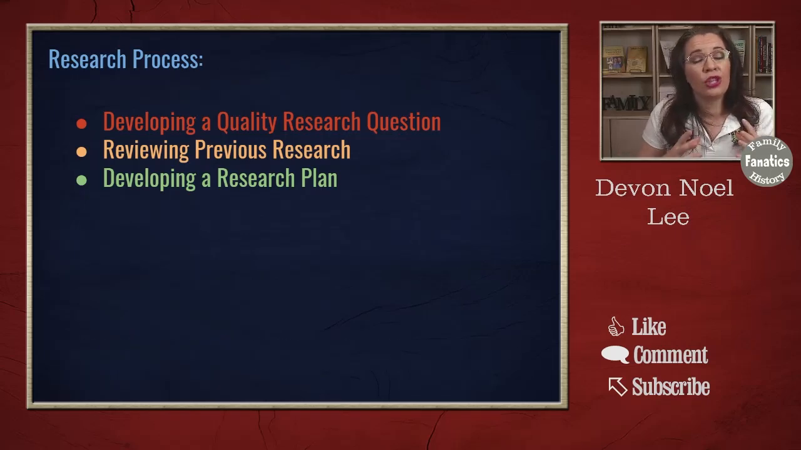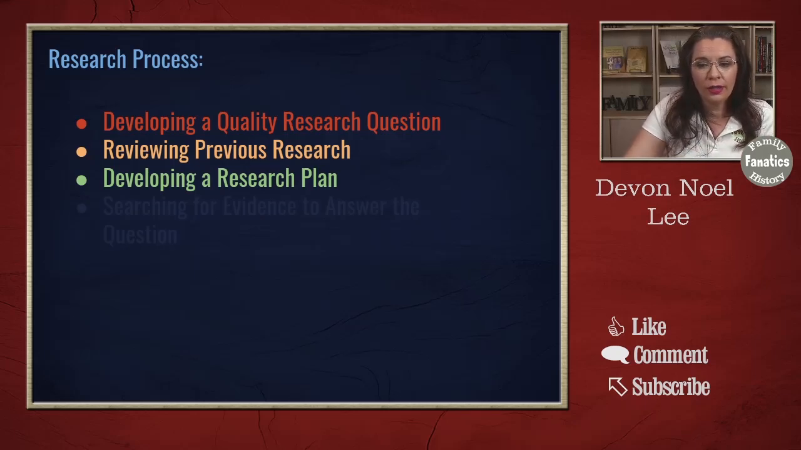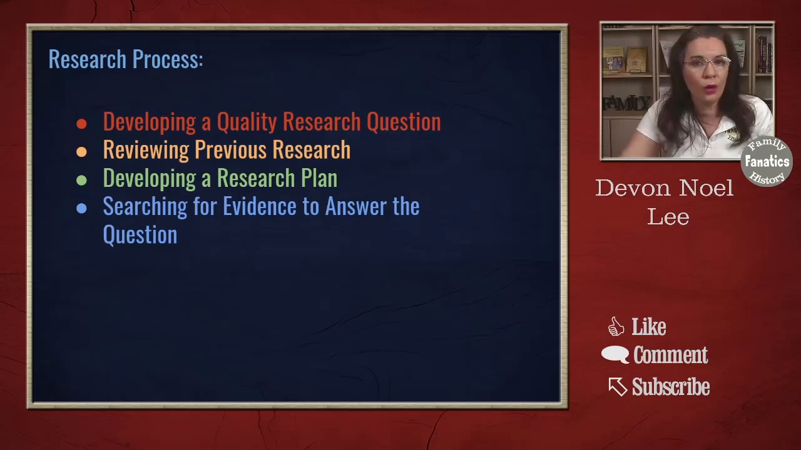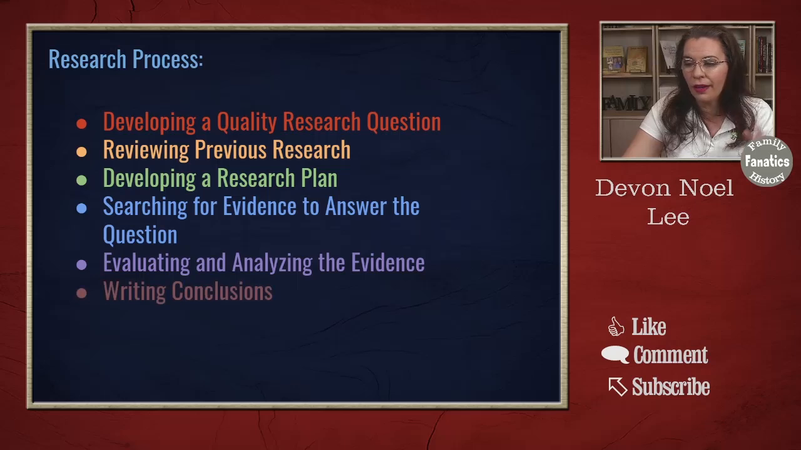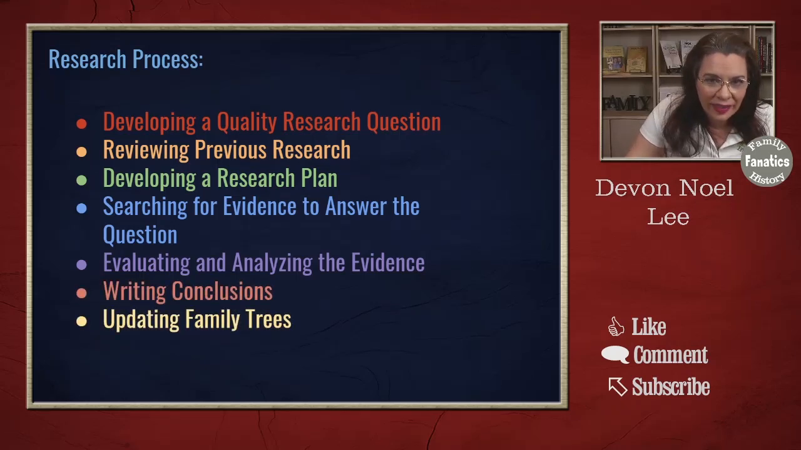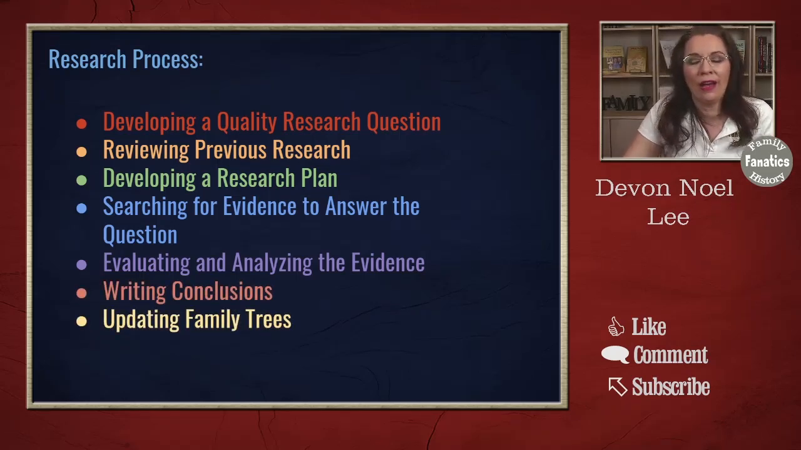So with my genealogy research plan, I articulate the records that I'm going to look at in order to answer my question. Once I have the plan, then I go and search that plan. And sometimes along the way, I come up with new suggestions and I just keep adding it into my plan. Then I go and evaluate and analyze the evidence, very similar to the genealogy proof standard. I write my conclusion. And then my final step, which isn't in the proof standard, is I go and update my trees. I basically share my information.